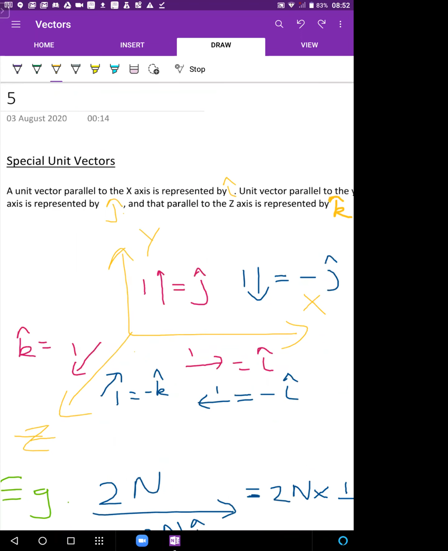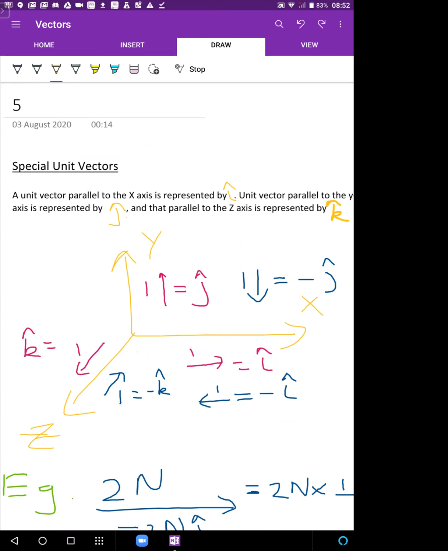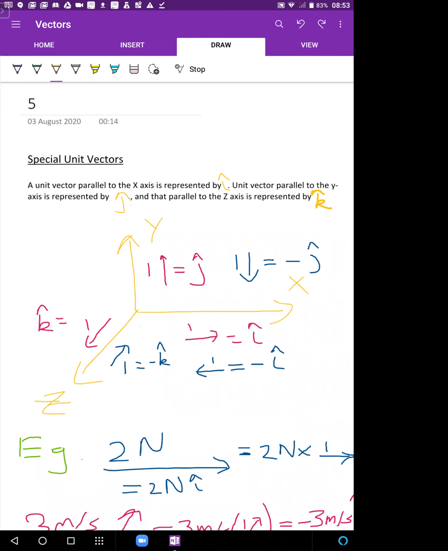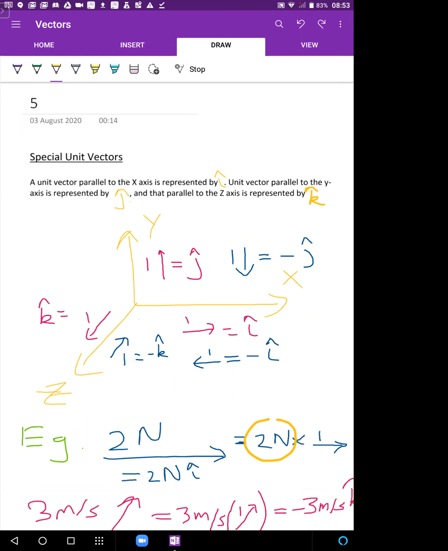Okay, अब देखो इन 6 वेक्टर से what more can we do? मान लो मुझे ये वेक्टर को एक और तरीके से लिखना है. ये क्या है? 2 न्यूटन टुवर्ड्स राइट, है ना? So imagine if I want to represent this in another way. I can say 2 Newton towards right is actually 2 Newton, the magnitude, into 1 towards right. इनको multiply करेंगे तो ये आ जाएगा. Multiplication of a vector with a scalar से. The 2 Newton towards right is 2 Newton into 1 towards right.